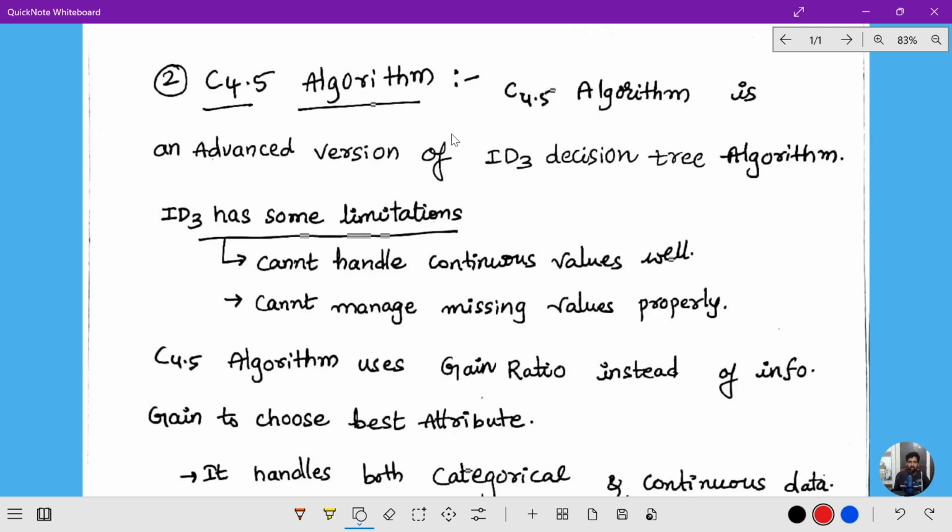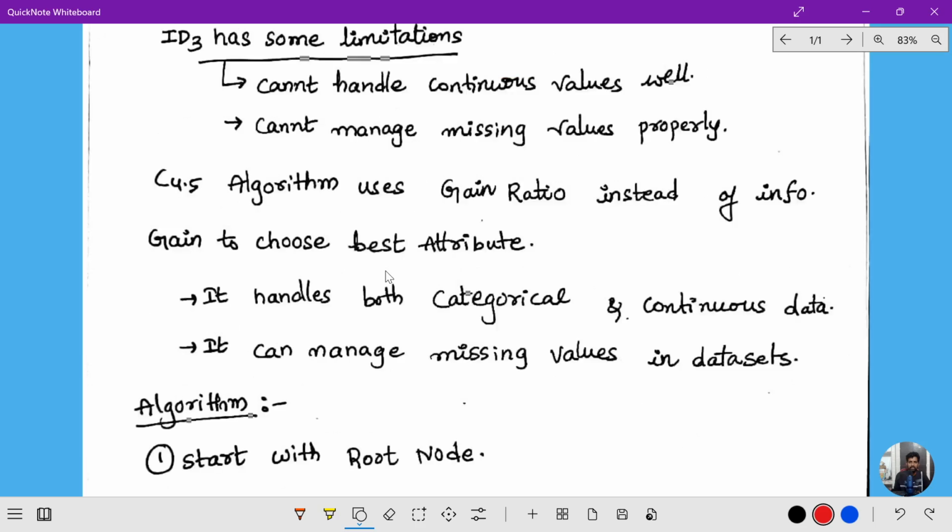So the C4.5 algorithm is the advanced version of ID3. Okay, so what are the limitations then? ID3 has some limitations. It cannot handle continuous values and it cannot manage missing values. If any value is missed, ID3 cannot manage it, it won't accept it, and it cannot handle continuous values.